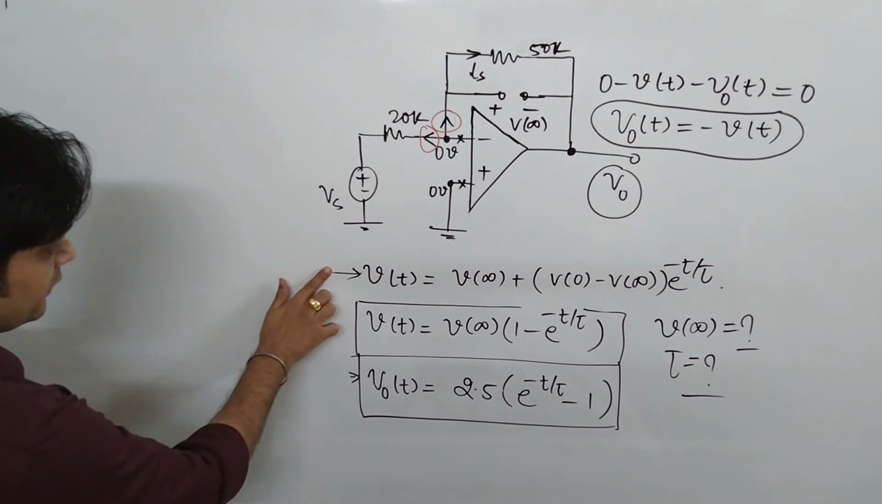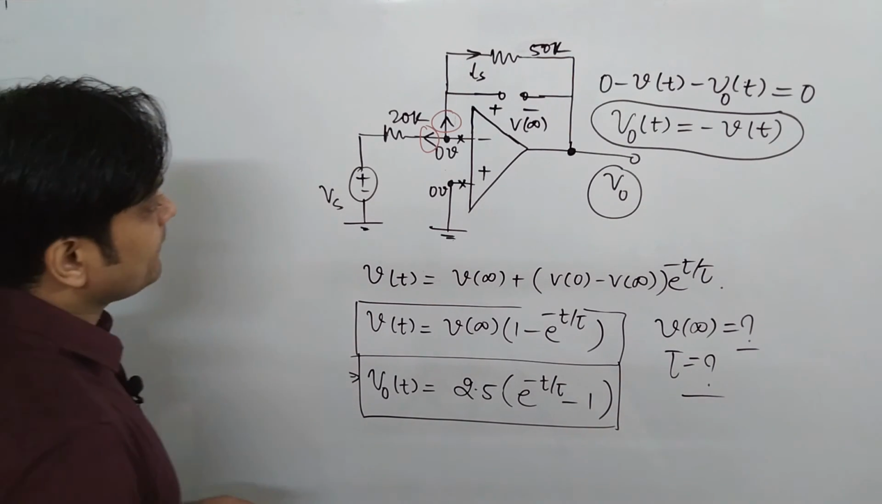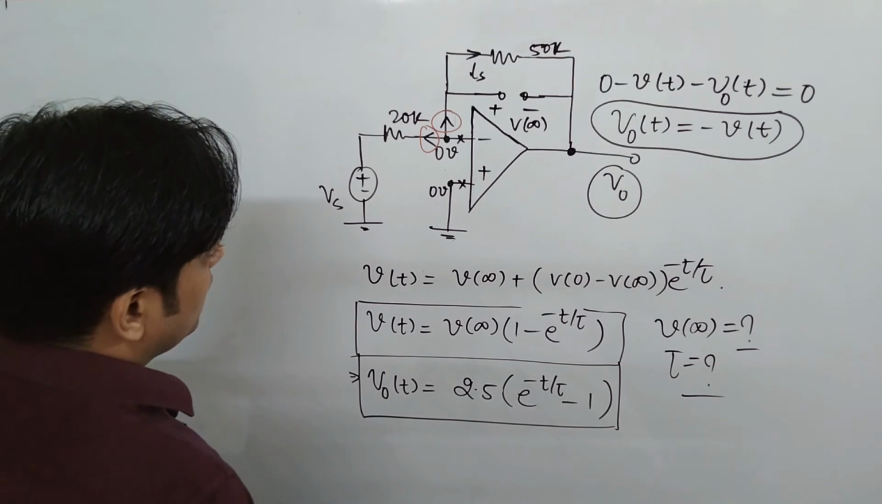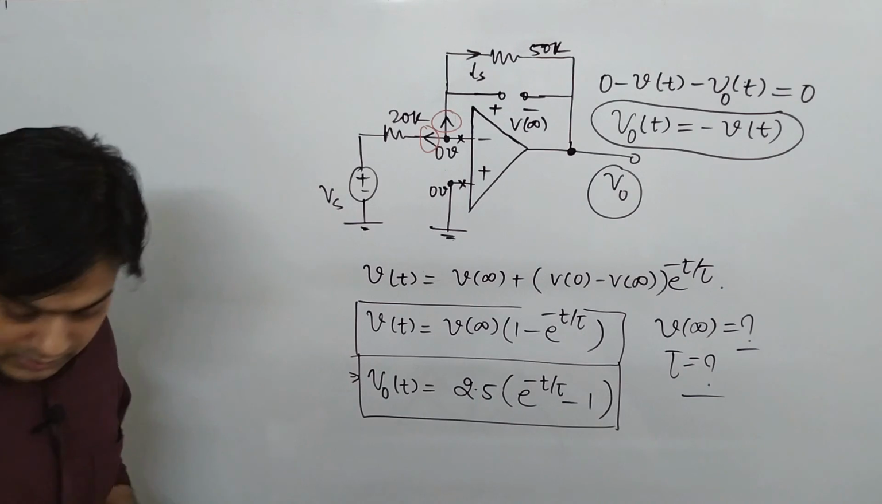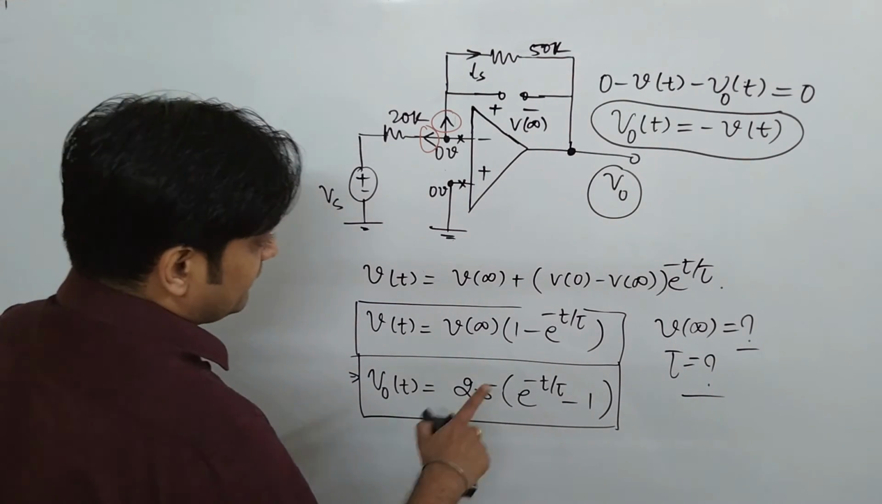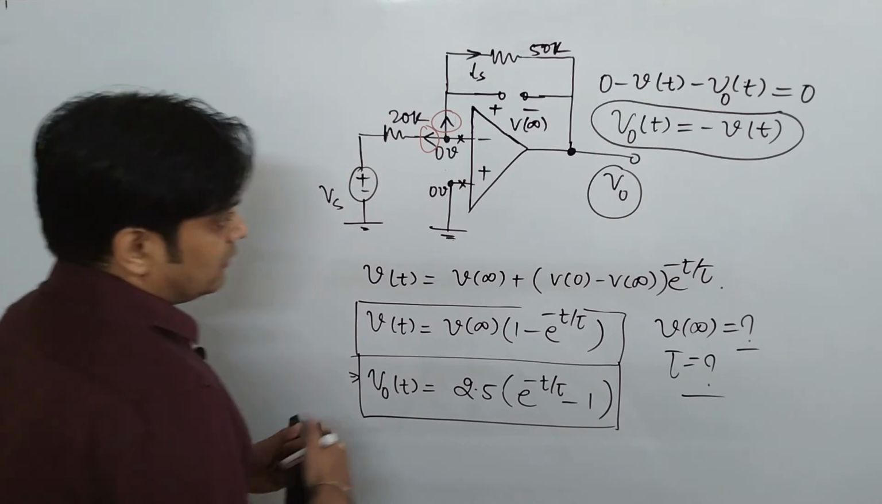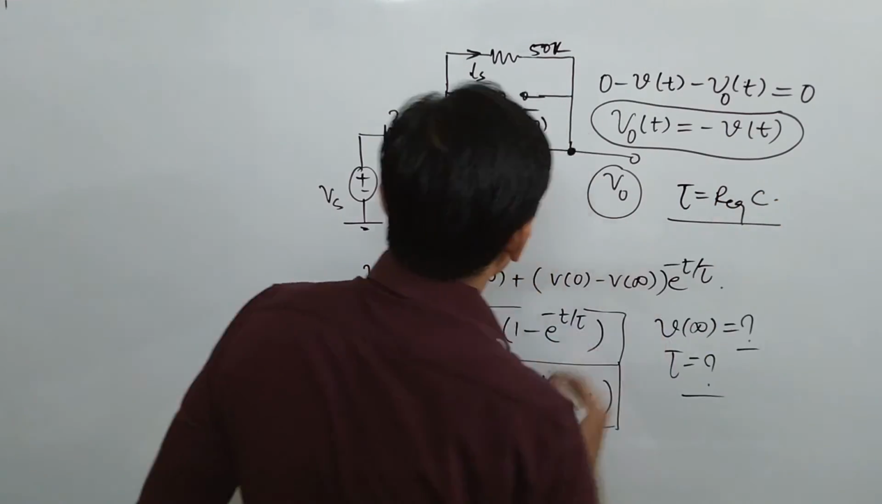Now the next task is to find the value of tau. How we find the value of tau, please see. For finding out the value of tau, as I said earlier, in the same circuit I am discussing, tau means you have to find the equivalent resistance. That means R equivalent C. Tau is what here? It is R equivalent C, since it is an RC circuit.